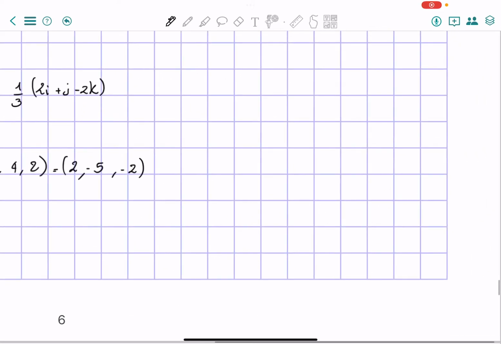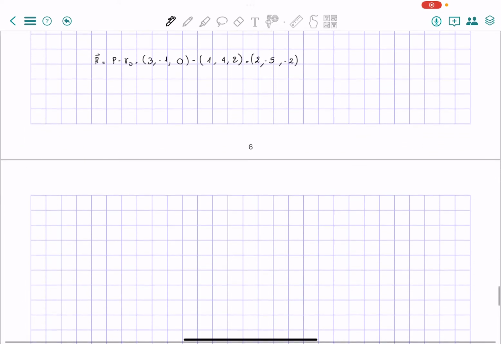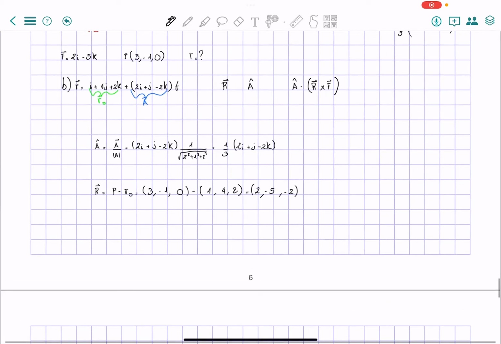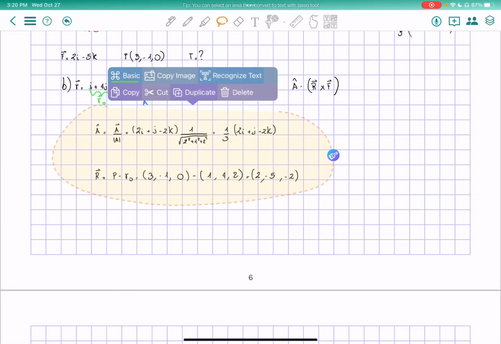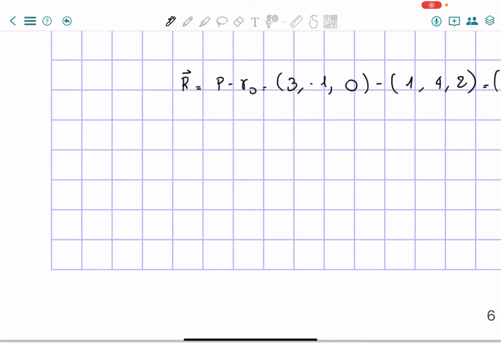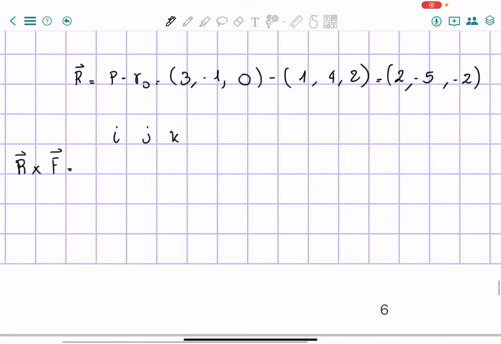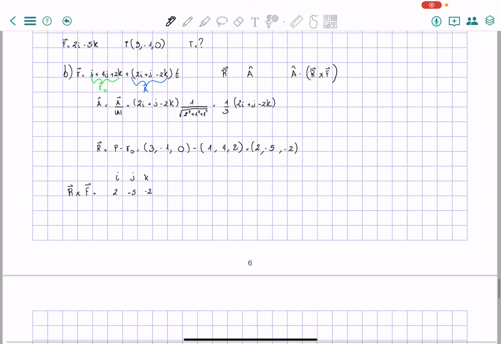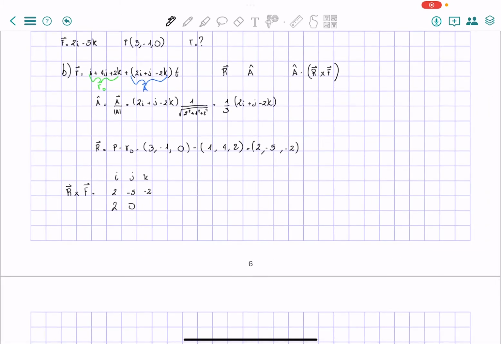Now we simply have to do the cross product between R and F. Let me bring everything up so we have a little more space. Try to finish on this page. Like I said, R vector cross F vector is equal to the determinant with i direction, j direction, k direction. R is equal to 2, negative 5, negative 2, and F, we said, is equal to 2, 0, negative 5.